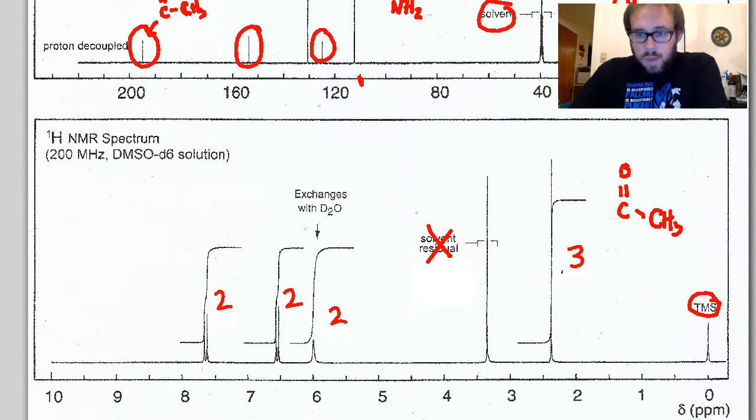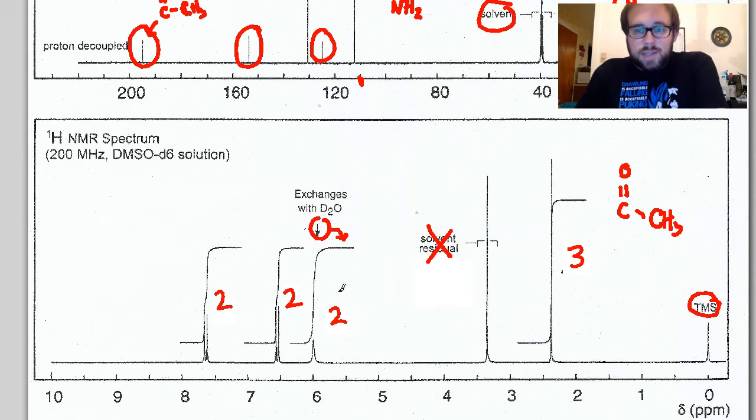There we go. Okay, so it's showing up here at about 2.3, and that's where I would expect a ketone CH3 to show up. So we skip over the solvent peak. Then we have this peak right here, and it says exchanges with D2O.